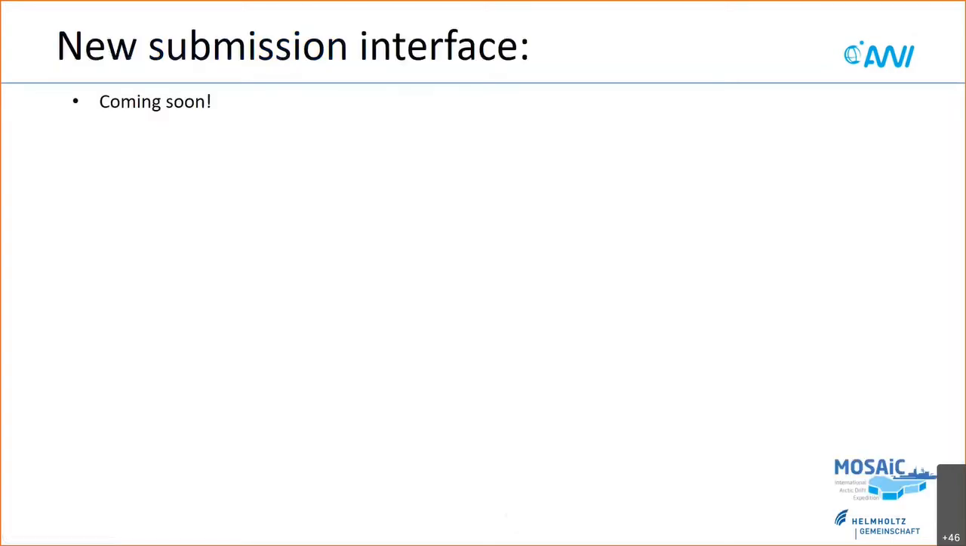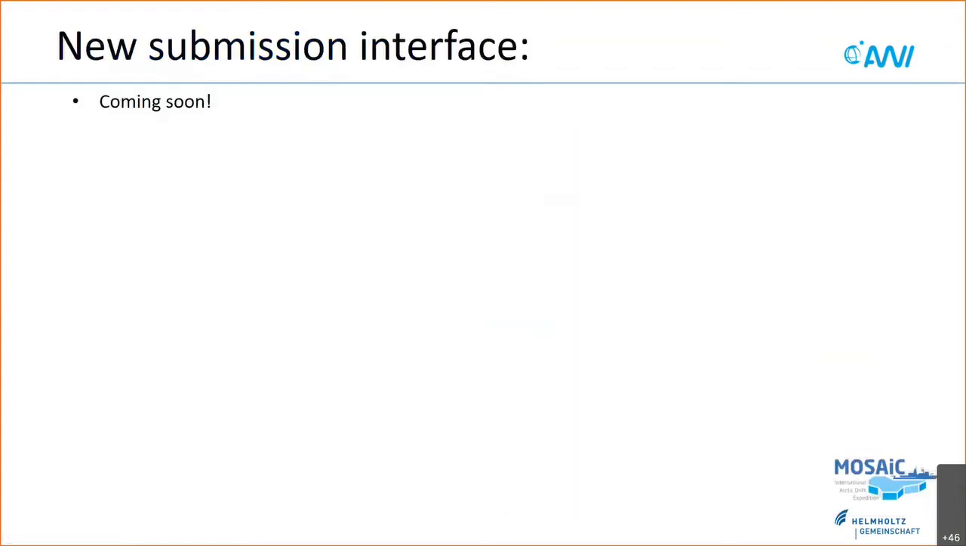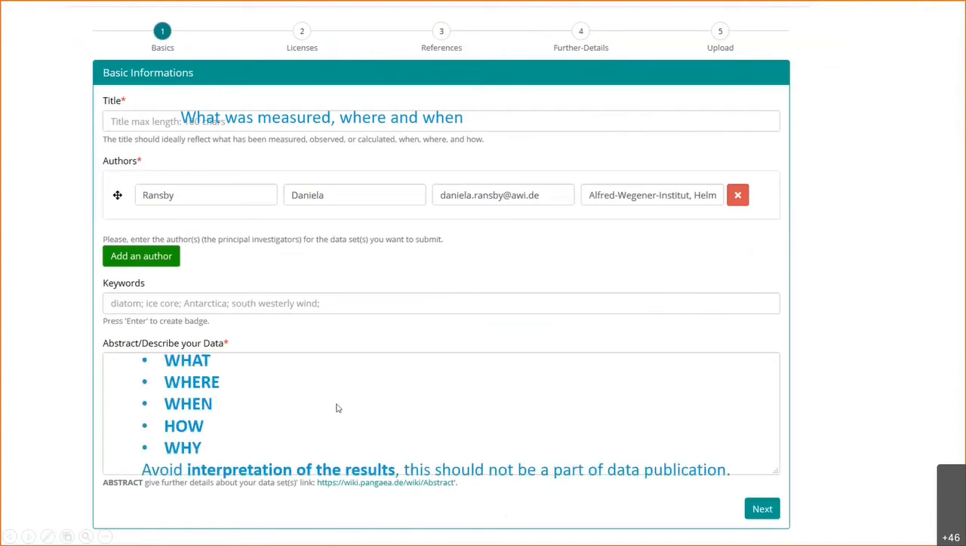So actually, this is a screenshot of what the data submission form looks like. We have a new submission interface coming soon, so I will already show you some mockups from that. What the submission form looks like: we will ask you for a title, what was measured, where and when, simply. Then you can add one or several authors, keywords, and an abstract.